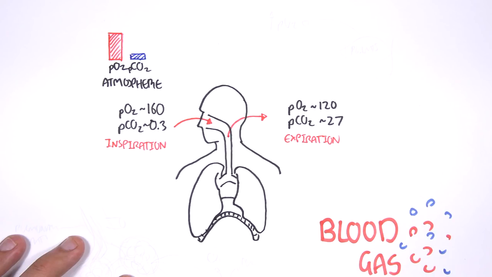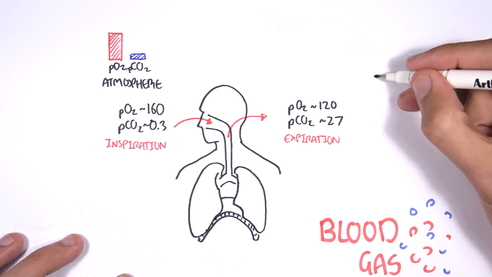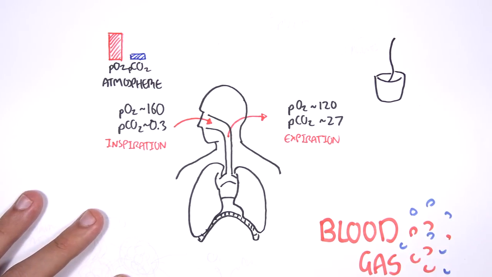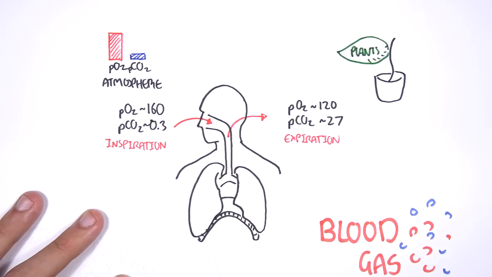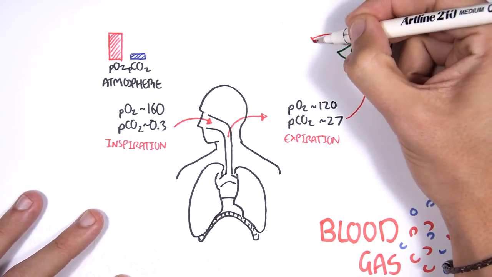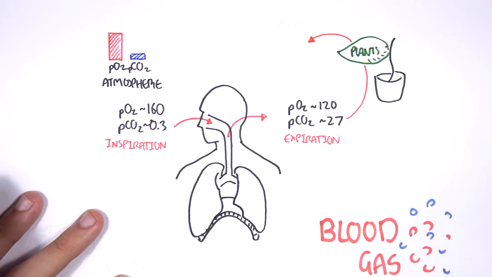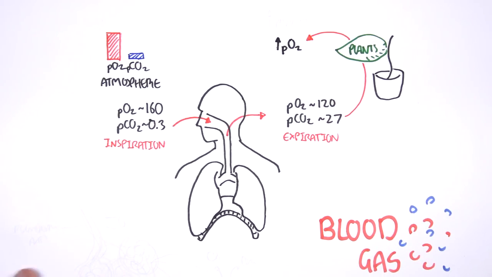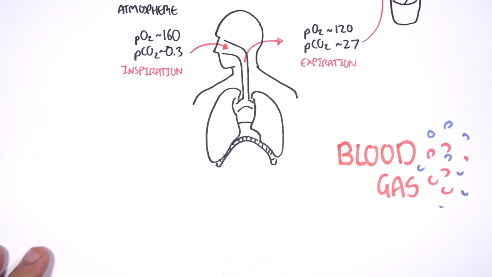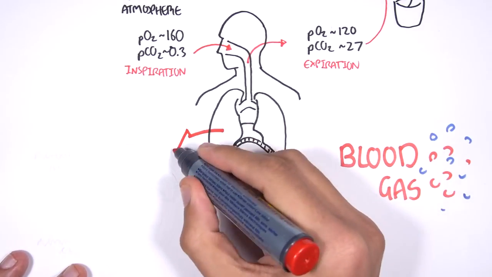But why then is there such a low partial pressure of carbon dioxide in the atmosphere? Well, this is because the plants around us use the carbon dioxide, and together with water and sunlight, they can produce energy. And as a byproduct, they produce oxygen. And so this cycle continues. We will breathe in this oxygen and we will produce the carbon dioxide, which will then be used by the plants, etc., etc. So let's have a closer look at gas exchange in the lungs.